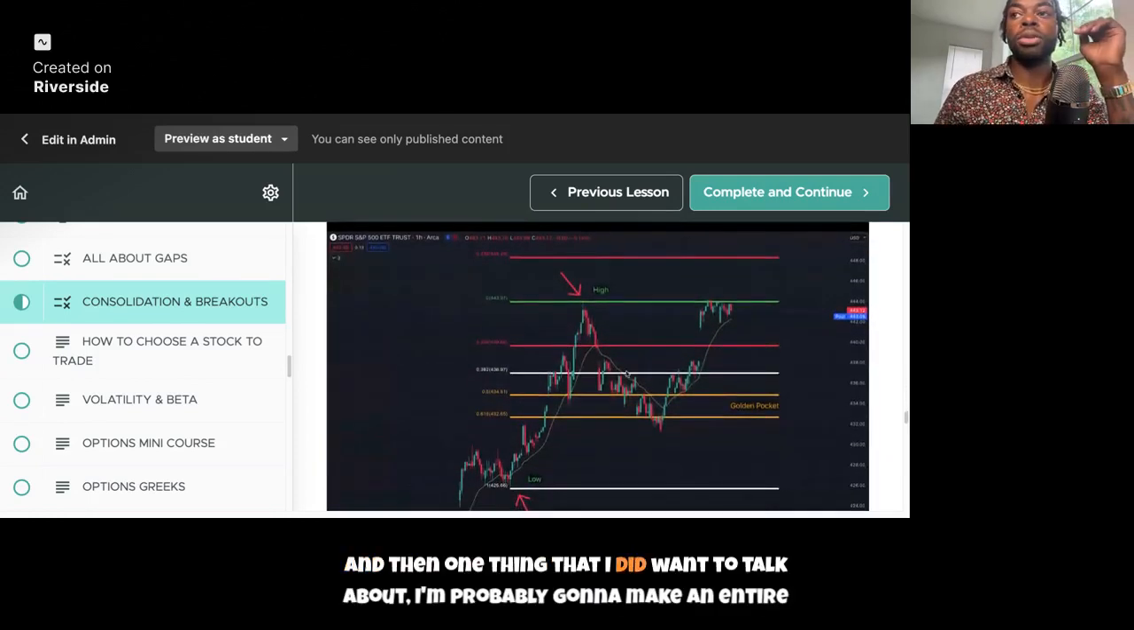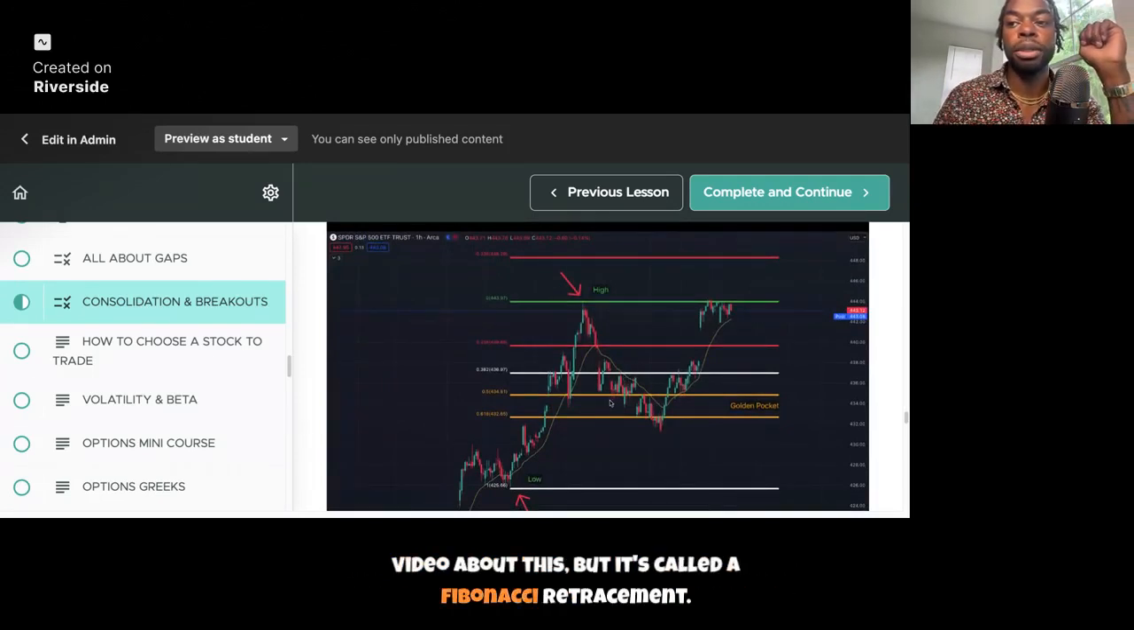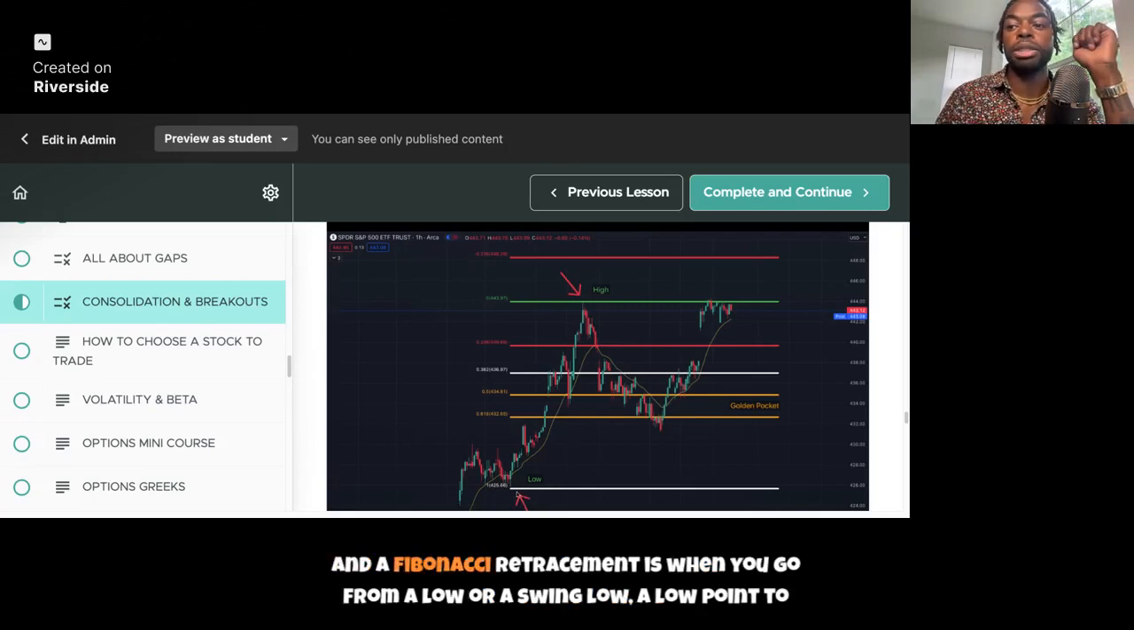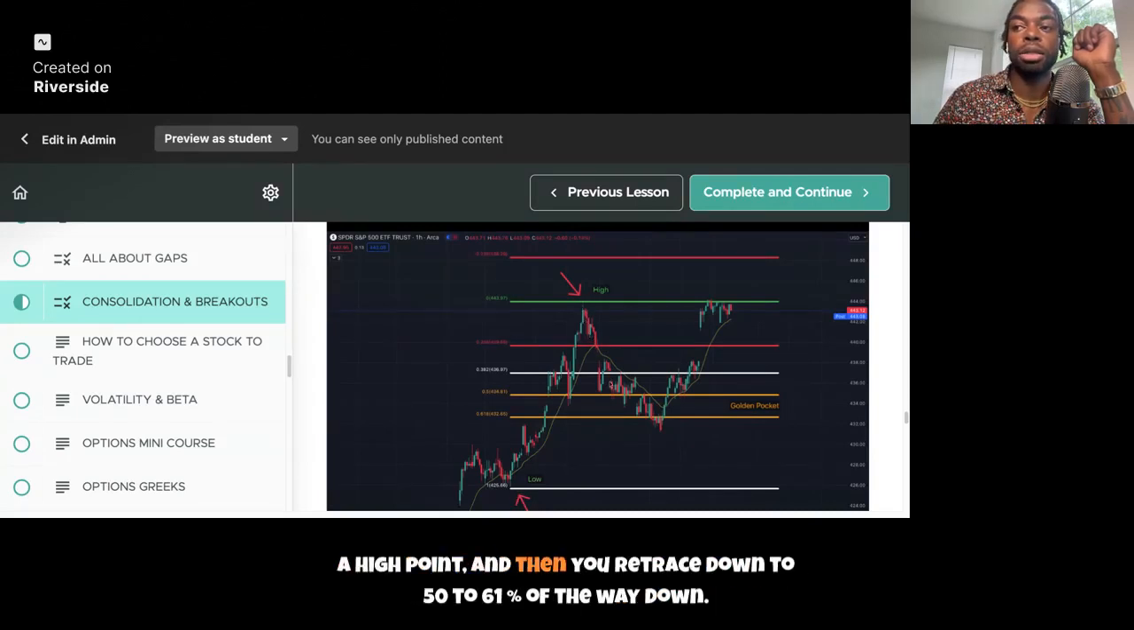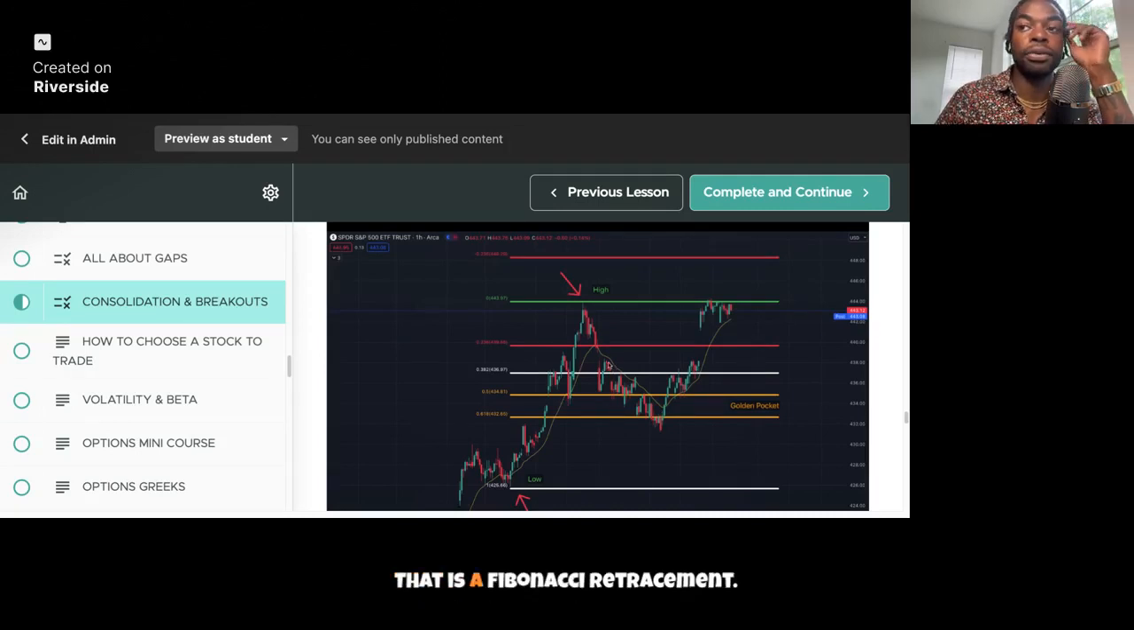And then one thing that I did want to talk about, I'm probably going to make an entire video about this, but it's called a Fibonacci retracement. A Fibonacci retracement is when you go from a low or a swing low, a low point, to a high point, and then you retrace down 50 to 61% of the way down. That is a Fibonacci retracement.